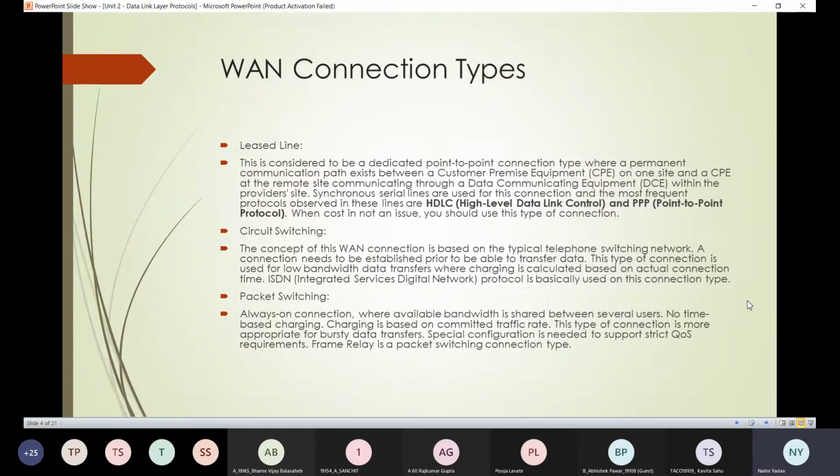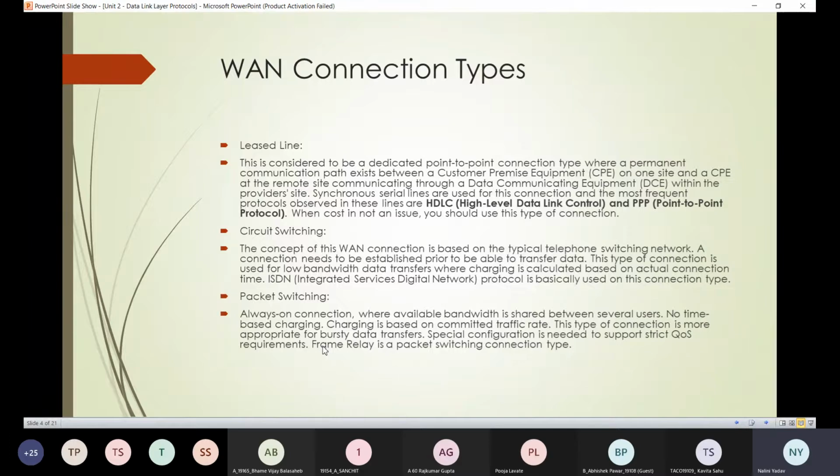So at leased lines, what is the conclusion? At leased lines, we have HDLC and PPP protocols. So these protocols which are given in our syllabus are used in leased lines. For circuit switching, we can see over here, we use ISDN, that is Integrated Services Digital Network protocol. And for packet switching, we have the Frame Relay protocol, correct? So depending upon the type of WAN connection, the protocols are used.